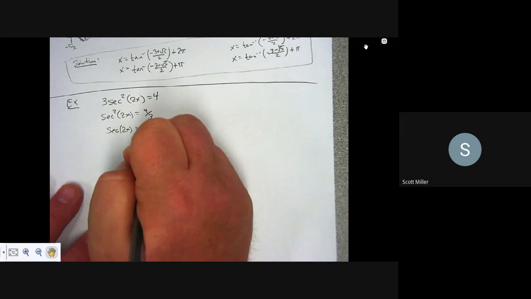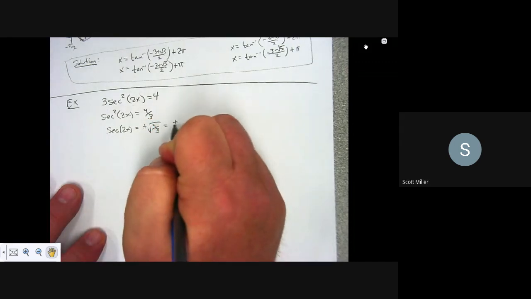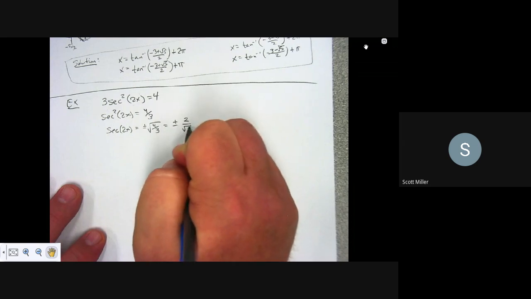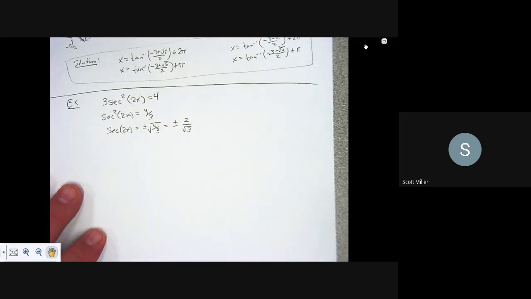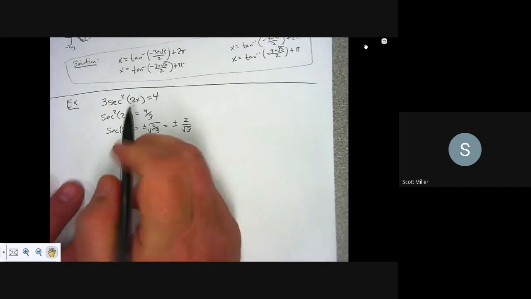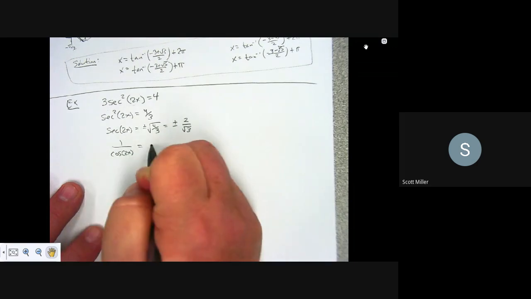Then I'm going to take the square root of both sides to undo the squaring here. And that gives me the secant of 2x is plus or minus the square root of 4/3, which when you simplify becomes 2 over the square root of 3. Okay. Now remember, the secant by identity is 1 over the cosine. So the 1 over the cosine of 2x is this.